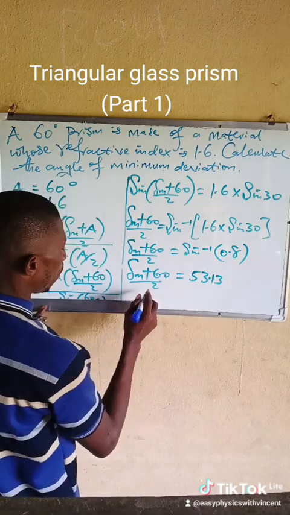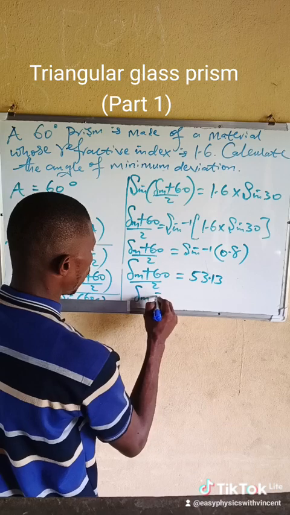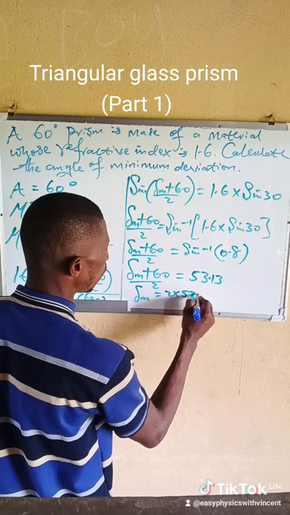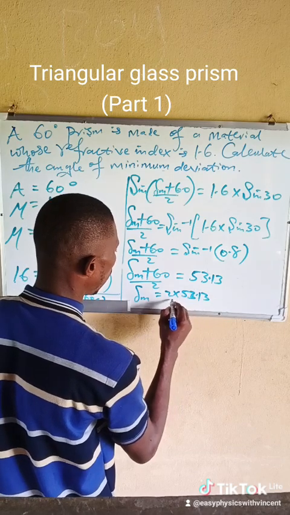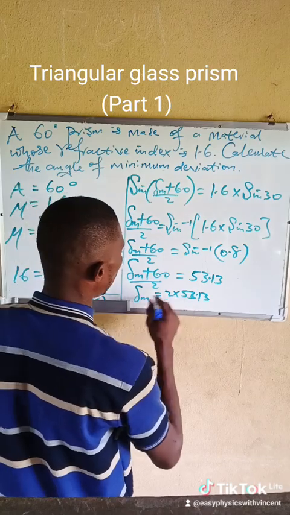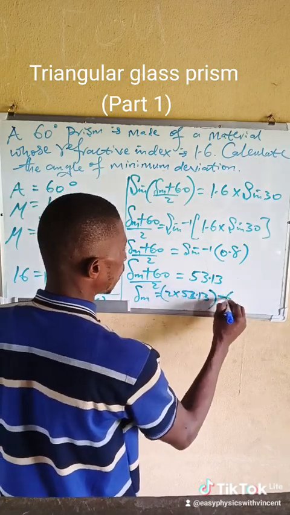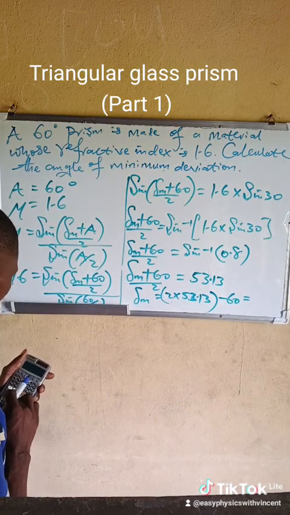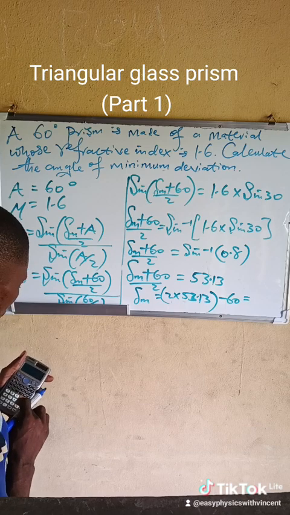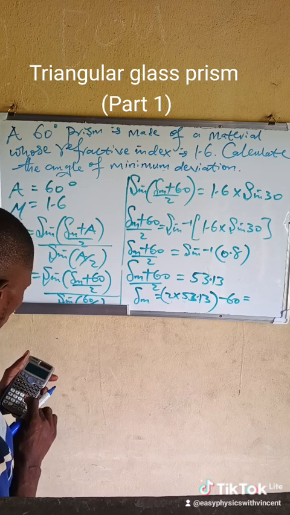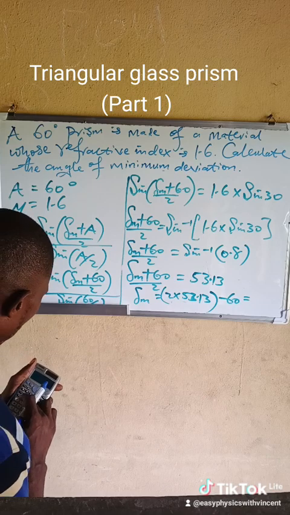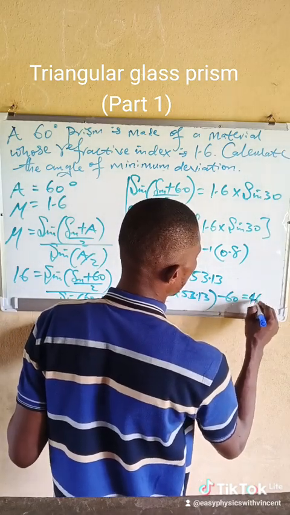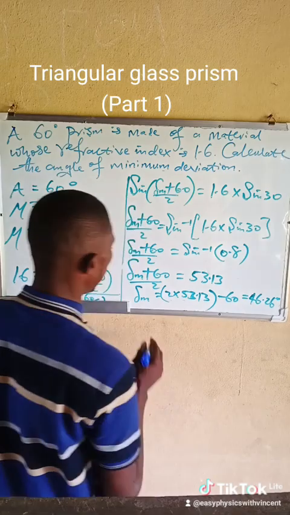Okay, now minimum deviation will become 2 times 53.13, then minus 60. So I'm going to have 2 times 53.13, that gives me this, minus 60, so I have my answer as 46.26 degrees. So that is the answer.